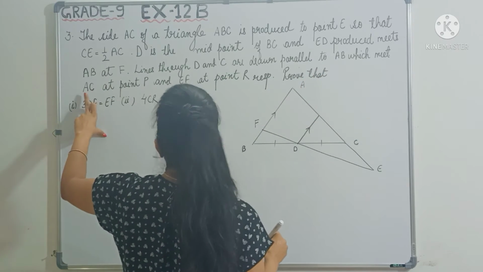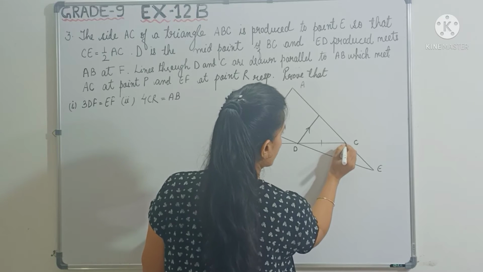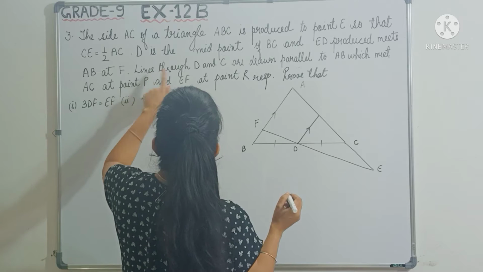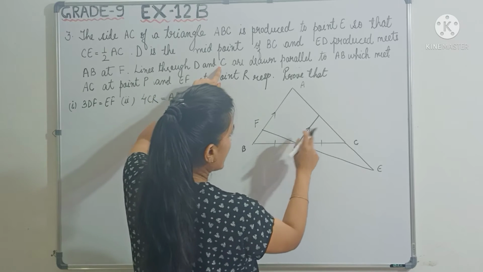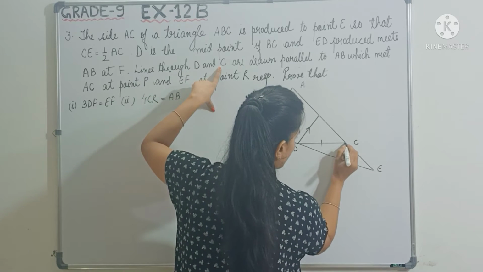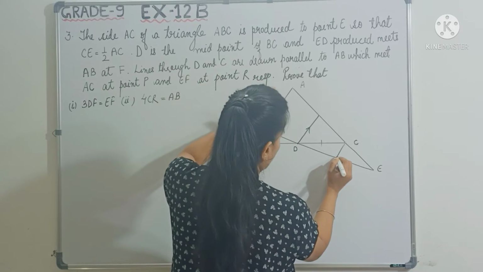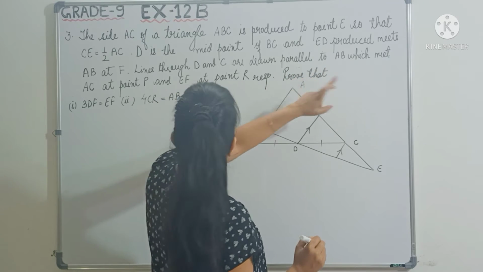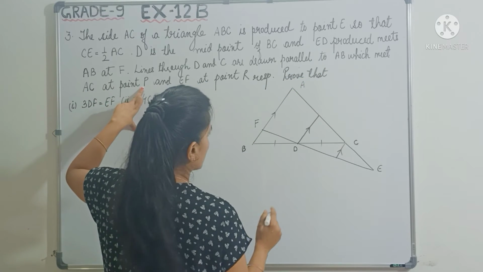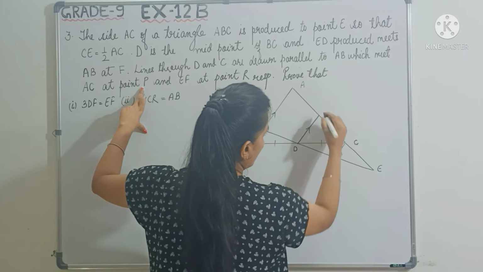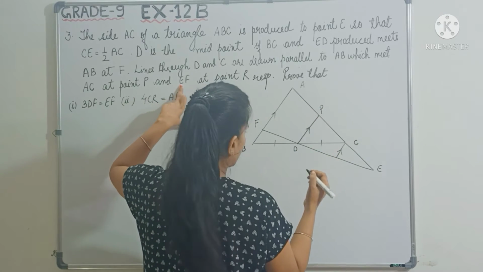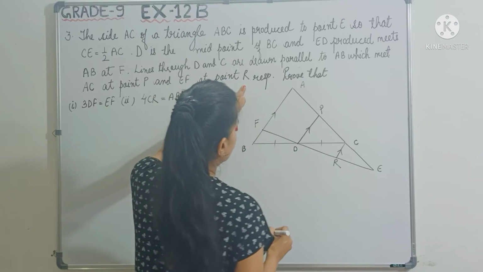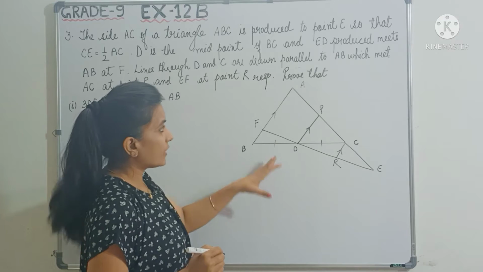which meets, so one more line we have to draw from C also, right? Because it says that lines through D and C. So from C you have to draw a line parallel to AB, which meet AC at point P and EF at point R. So this is R. So this is your question, and what you have to prove?